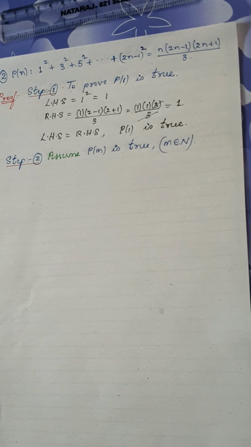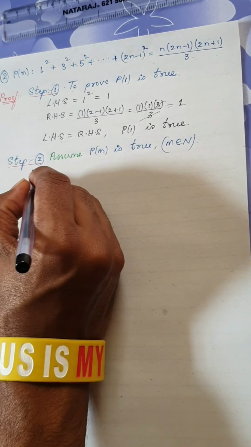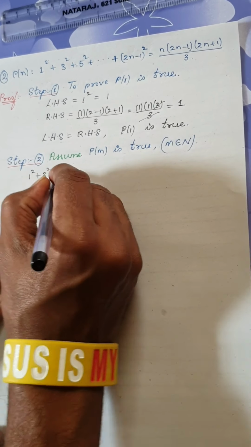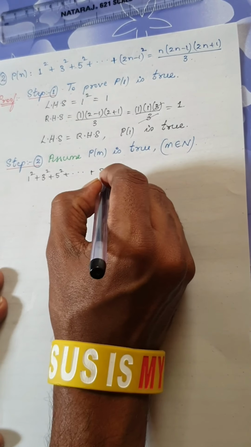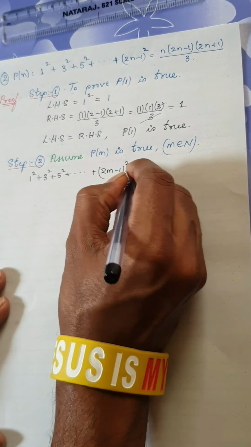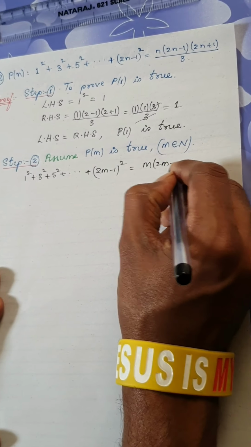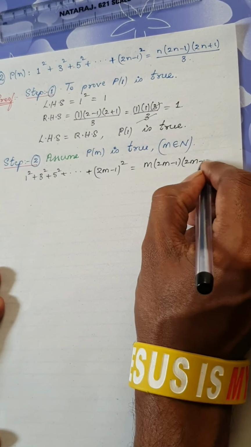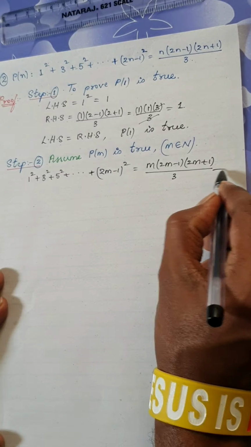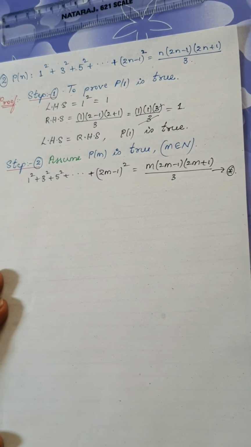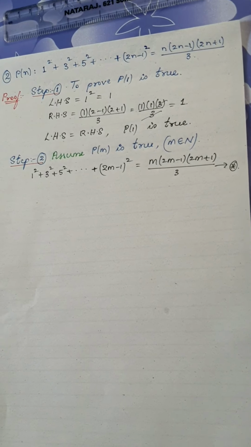So for step 2, let us assume P of m is true. Write down the same statement in terms of m. So it is 1 square plus 3 square plus 5 square, moving on up to (2m minus 1) whole square. So this will be equal to m into (2m minus 1) into (2m plus 1), divided by 3. Okay, so you can take this as equation star. That's it, we are done with step 2. Let's move on to step 3.